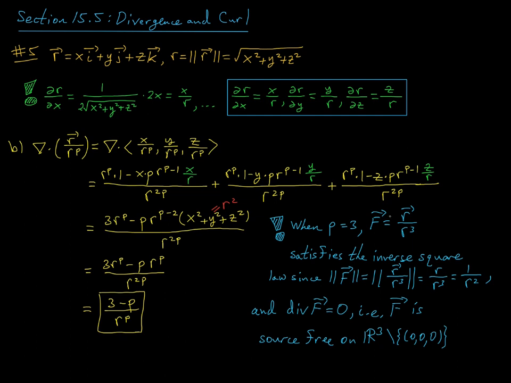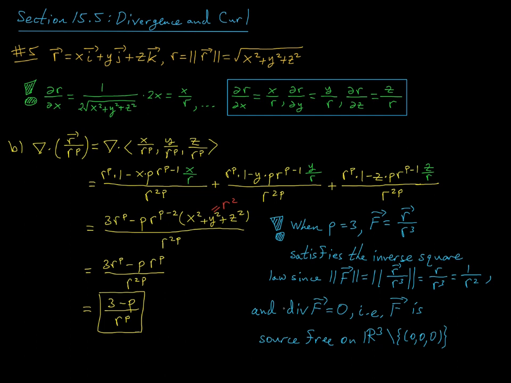And here, when p is 3, as we've computed, the divergence of this field is 0. This thing, in other words, is source-free on its domain, which is all of three-dimensional space, so all of R3, excluding the origin, because at the origin, the radial distance there is 0, and so I have a division by 0 there. But this thing is source-free on its domain.